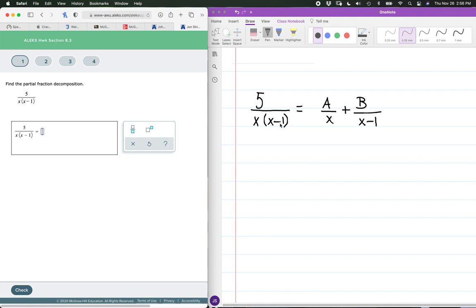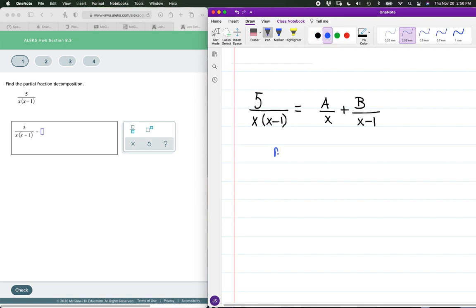So for the partial fraction decomposition setup, we have A over x plus B over x minus 1, and we're looking at solving for A. If I multiply the equation by both x and x minus 1, and of course, x times the quantity x minus 1 is going to be the least common denominator.